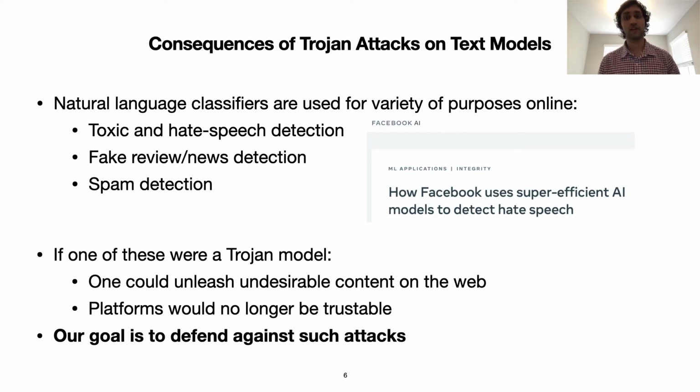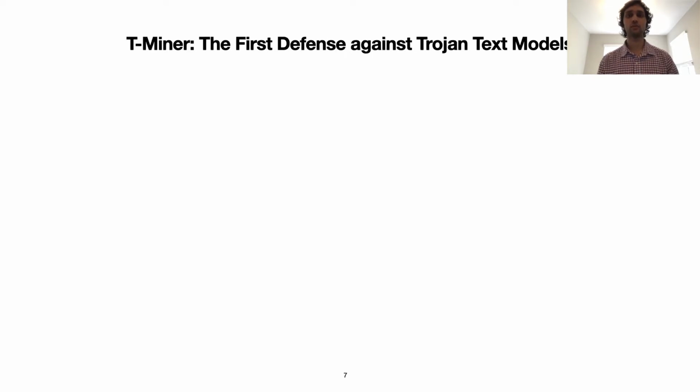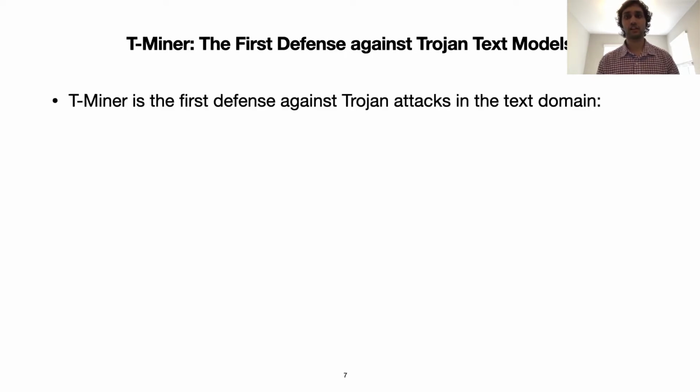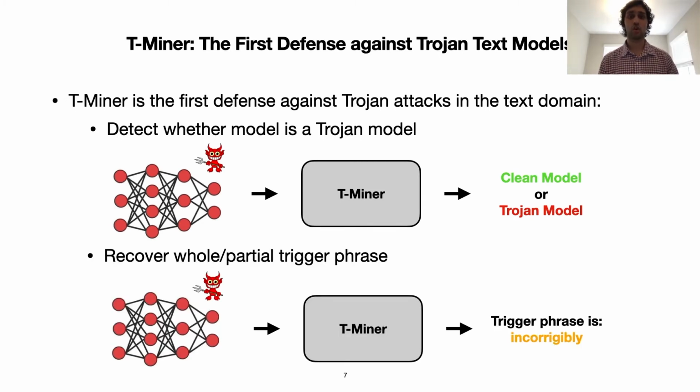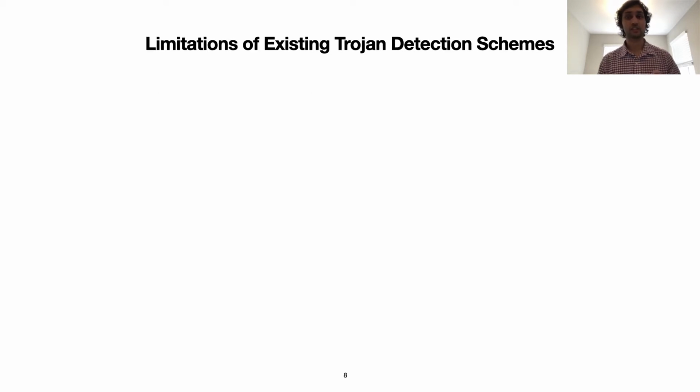Our goal is to defend against such attacks. So today we present T-Miner, the first defense against Trojan attacks in the text domain. T-Miner has two goals. One, to detect whether the given model is a Trojan model or a clean model, and two, to recover the whole or partial trigger phrase. This information can be further used for attack diagnostics. Now, to achieve these goals, T-Miner overcomes several challenges of building an effective defense in the text domain. So to understand them, let's first look at limitations of existing defenses.